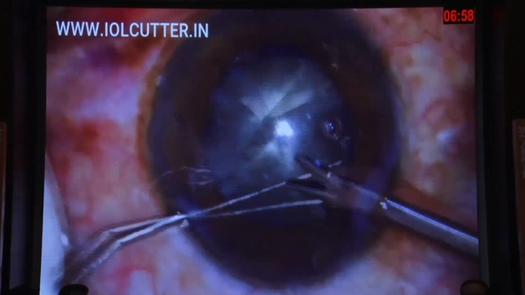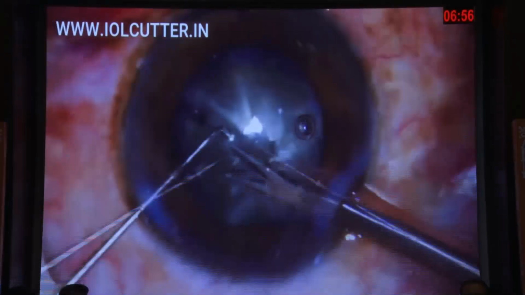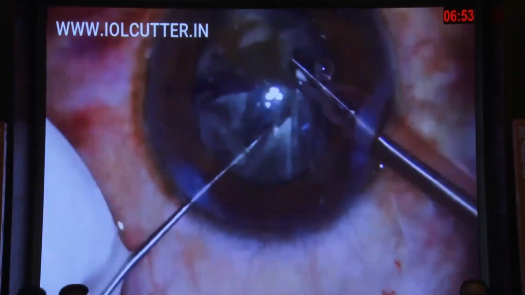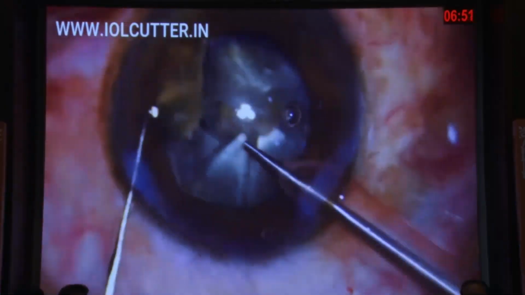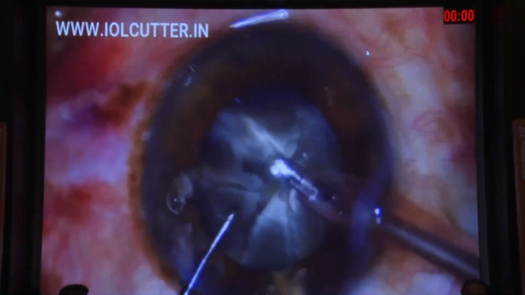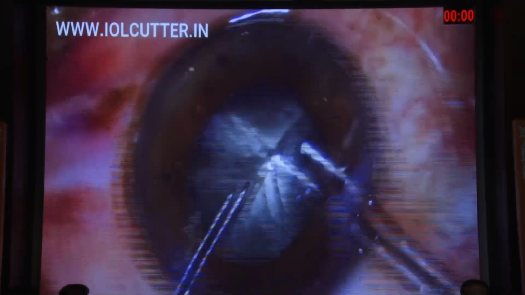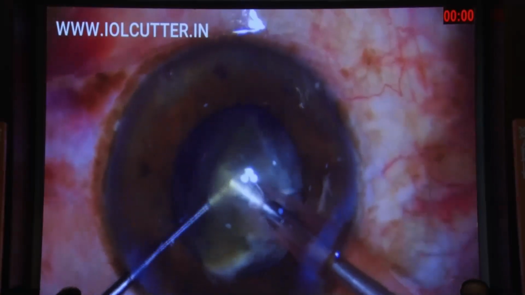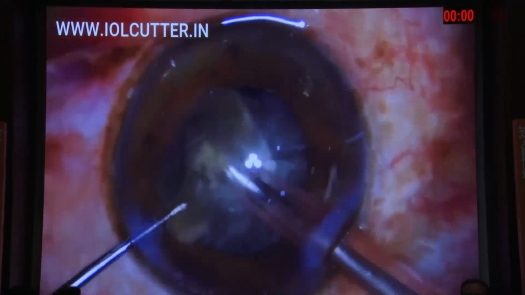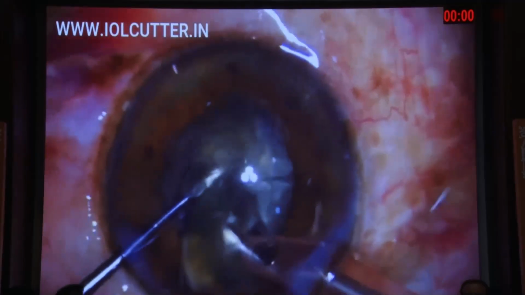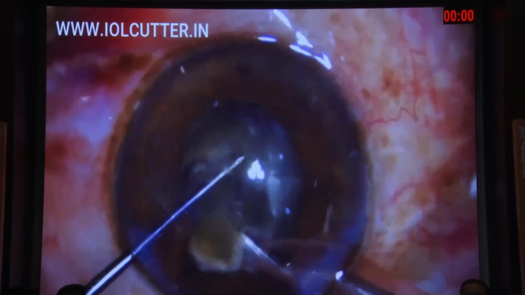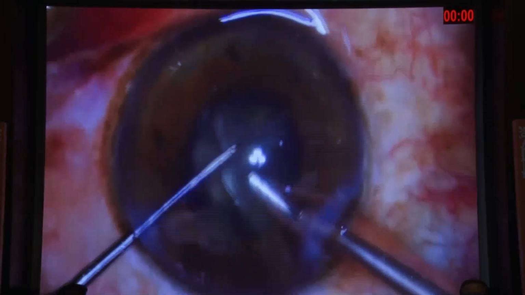One has to become familiar with doing the horizontal chop and having the confidence to go around the equator to stabilize the nucleus. One can first practice doing the horizontal chop on soft cataracts and then doing it on hard cataracts. Here, this is to demonstrate how chewy the cataract and leathery the cataract was.